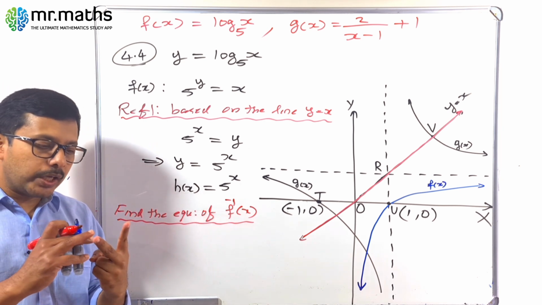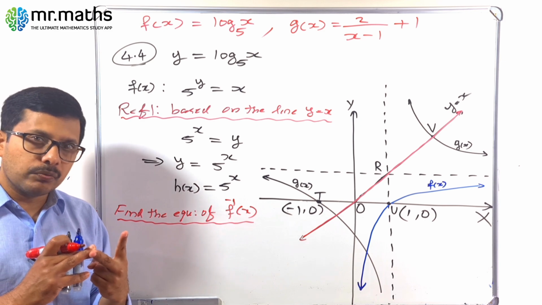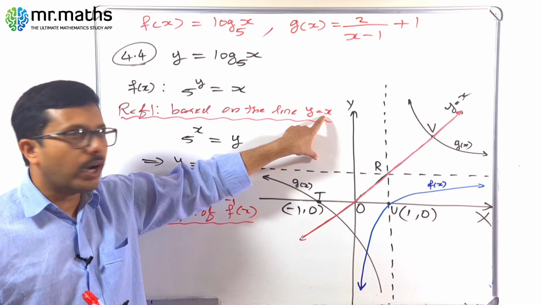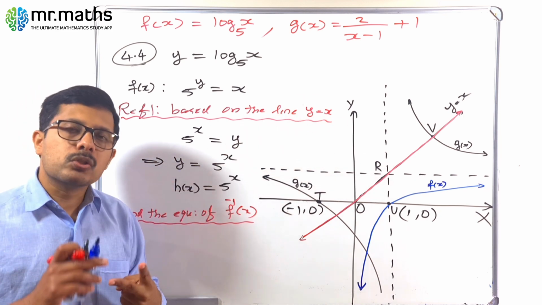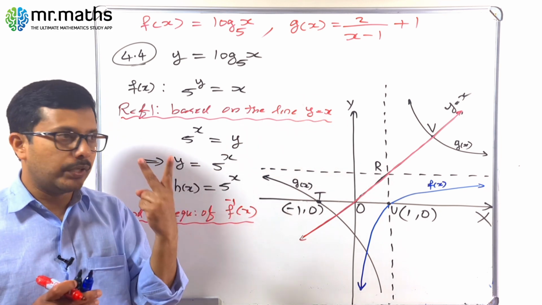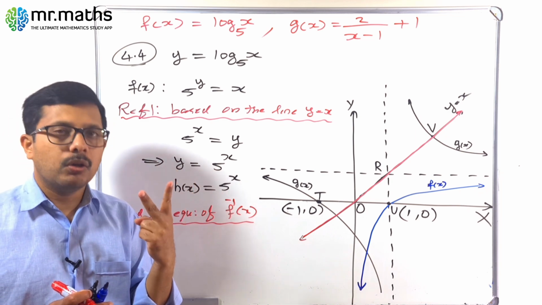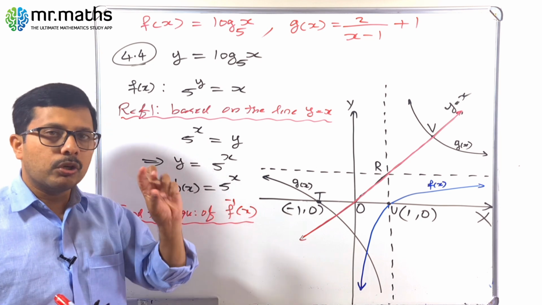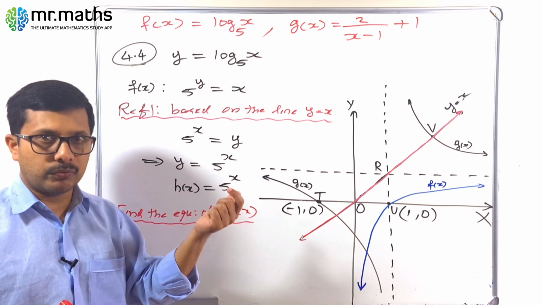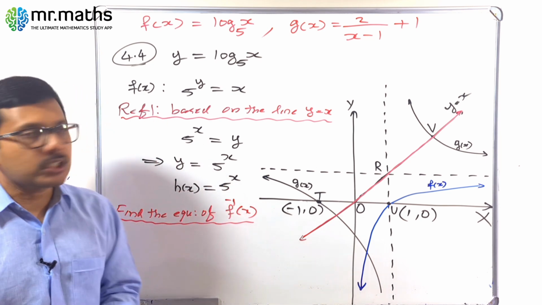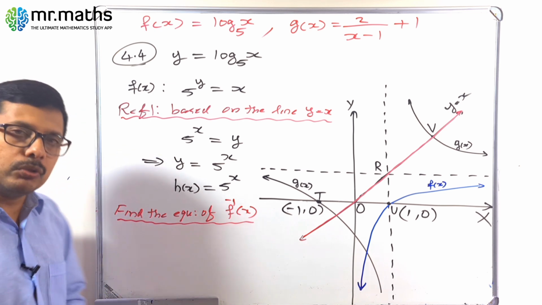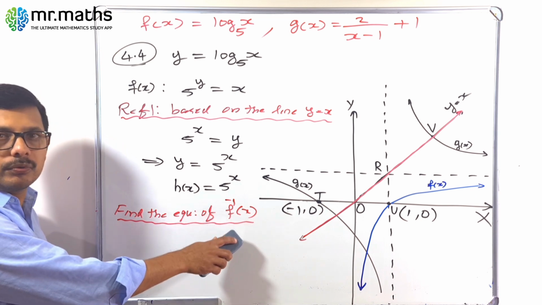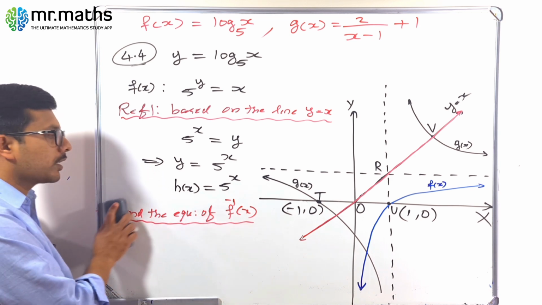Okay, if you want to find the inverse, you swap x and y. At the same time, if you want to find the reflection based on the line y is equal to x, there also you swap x and y. So when you want to find inverse or reflection based on the line y is equal to x, in both cases you have to swap x and y. Don't forget that. In our question, reflection based on the line y is equal to x, so you swap x and y. Or if you find the inverse of f of x, there also you swap x and y.